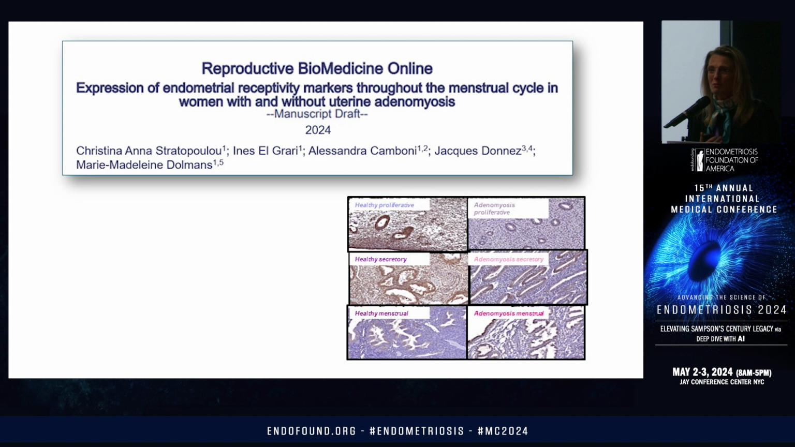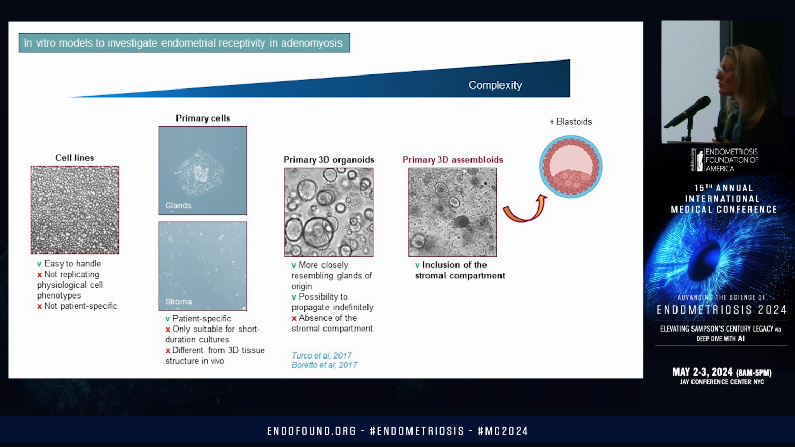But if we want to have an in vitro model to investigate endometrial receptivity in adenomyosis, because as you know, the window of implantation, especially in women who want to become pregnant, makes it very tricky to obtain endometrial biopsies of these patients. So it would be nice if we could have an in vitro model. If you remember, we all know cell lines, 2D culture, very easy to handle, but there are two buts. They are not replicating physiological cell phenotypes, and they are not patient-specific.